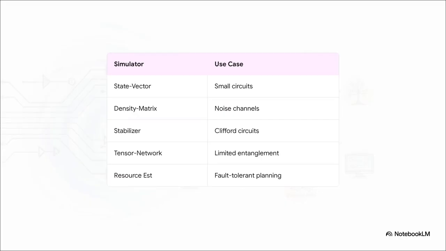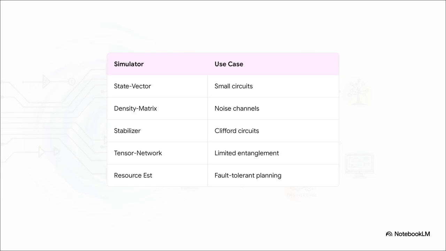Now, what's really interesting about this is that exact simulation scales exponentially, meaning you will quickly run out of memory. So you have to choose your simulator wisely, based on the exact task at hand. For small circuits, you'll use a state vector simulator for exact pure state evolution. But when you need to test noise channels and error mitigation strategies, you need to shift gears to a density matrix or a noisy shot-based simulator. What if you're dealing with Clifford-heavy circuits? A stabilizer simulator is going to give you highly efficient testing.